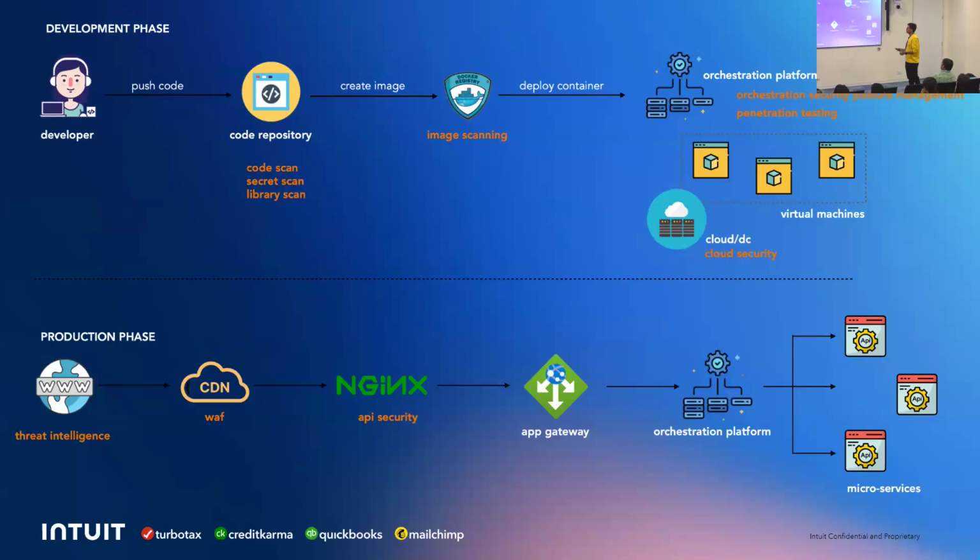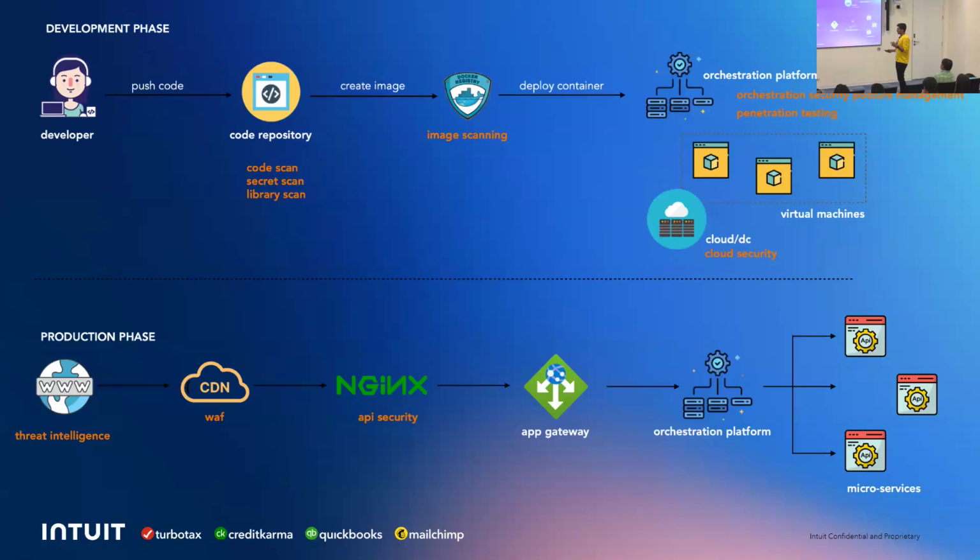So at the code repository level, we have to scan the code for vulnerabilities. Then we have to do the secret scanning. Then we also have to do library scans, as many times the libraries used are deprecated or have vulnerabilities or have CVEs in them. Then there's image scanning, where we scan the images for vulnerabilities also.